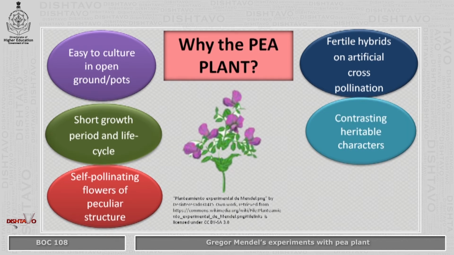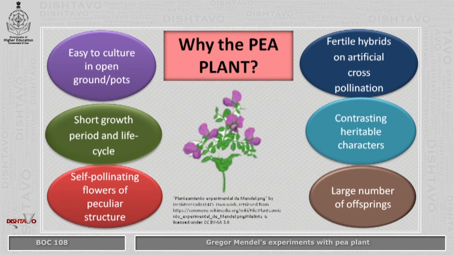Mendel chose this plant because they showed contrasting heritable traits. For example, the height of the plant, either it is tall or short. Pea plants also showed a large number of offsprings, which helped Mendel in propagating more and more pea plants. So these are the reasons why Mendel chose pea plants for his experiment.